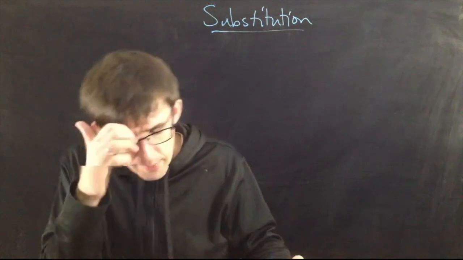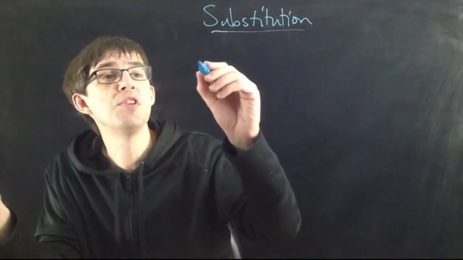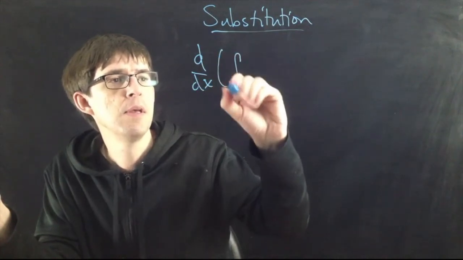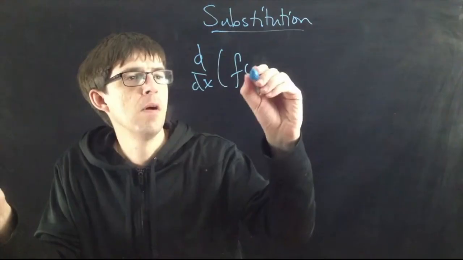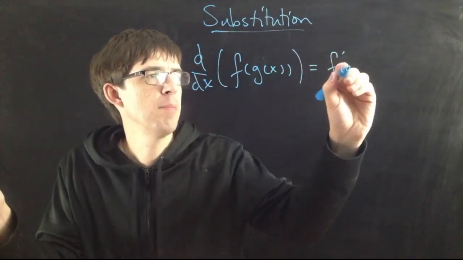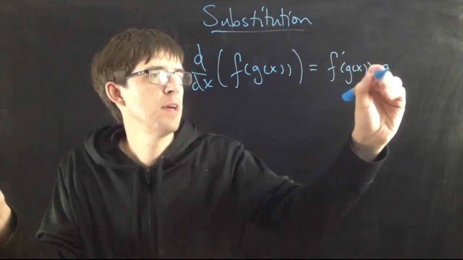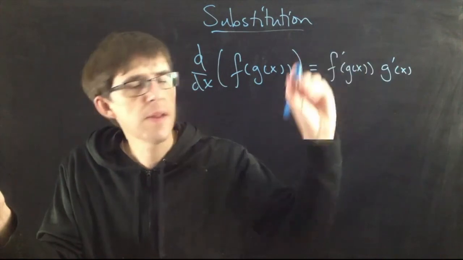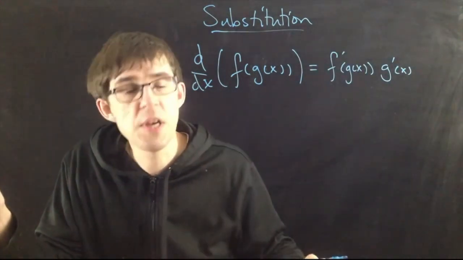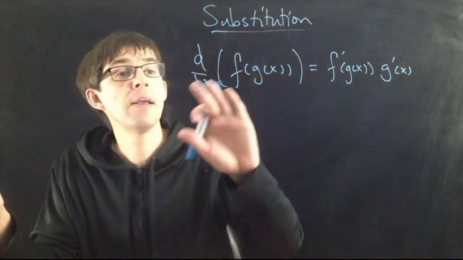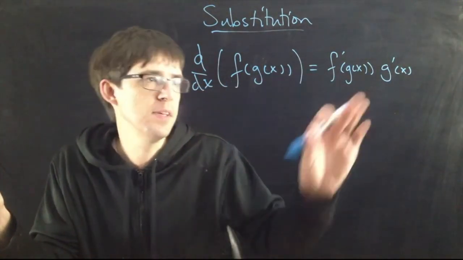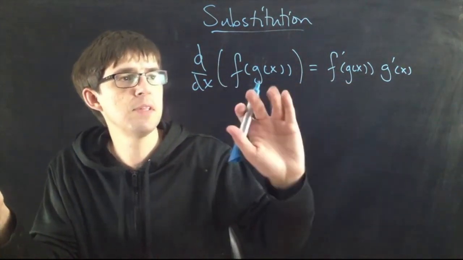The substitution is based on the chain rule. So the chain rule, I will refresh your memory. It says the derivative of f of g of x is f prime of g of x times g prime of x, right? That's the chain rule. Now, this is the chain rule written as a derivative, but I can write this instead as an antiderivative. The derivative of this is that. That means the antiderivative of this is that.